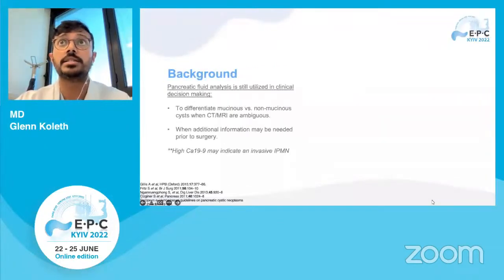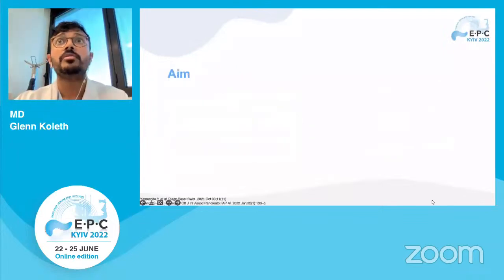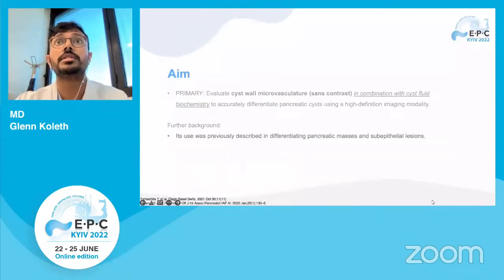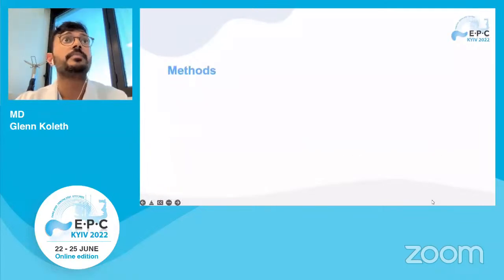Pancreatic fluid analysis has its role in clinical decision-making when multimodal imaging is unclear in differentiating mucinous from non-mucinous cysts, and when additional information may be required prior to surgery. However, as a standalone entity, its sensitivity is compromised when cutoff values increase and it must be used in combination with cyst characteristics, which themselves also bear inconsistencies depending on operator experience. We aim to evaluate the usefulness of studying cyst wall microvasculature using a high-definition imaging modality known as H-flow, which does not require contrast, in combination with cyst fluid biochemistry to accurately differentiate pancreatic cysts.